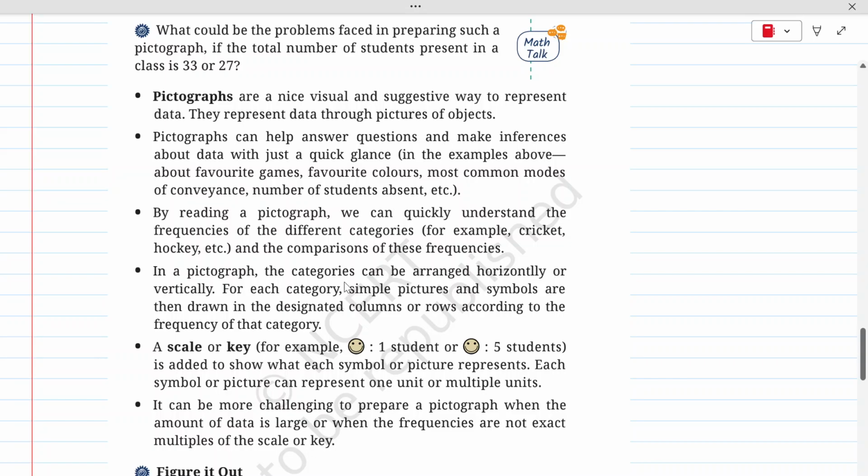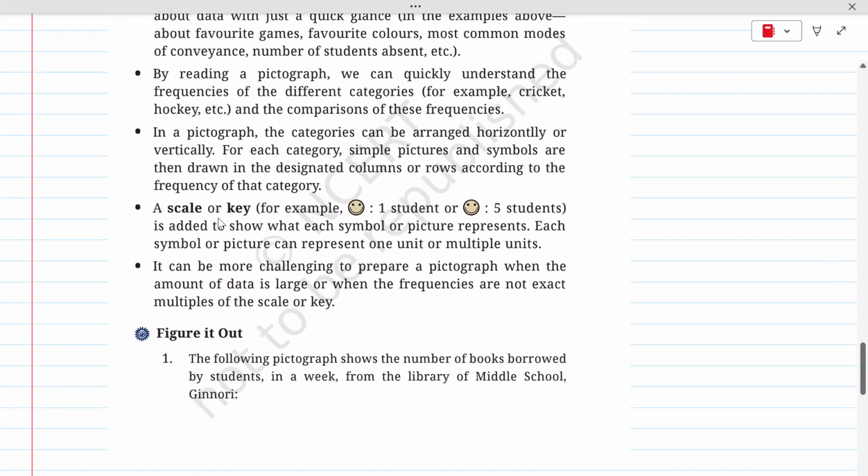Now, in a pictograph, the categories can be arranged horizontally or vertically. For each category, simple pictures and symbols can be drawn. Okay, this also we have done and we know this. Next is a scale. What is a scale? A scale is something which we use to present the data, like smileys. We took one smiley as one student, which is a scale. We took one smiley as 5 students, which is another scale, and we took one smiley as 10 students. It's the third scale.